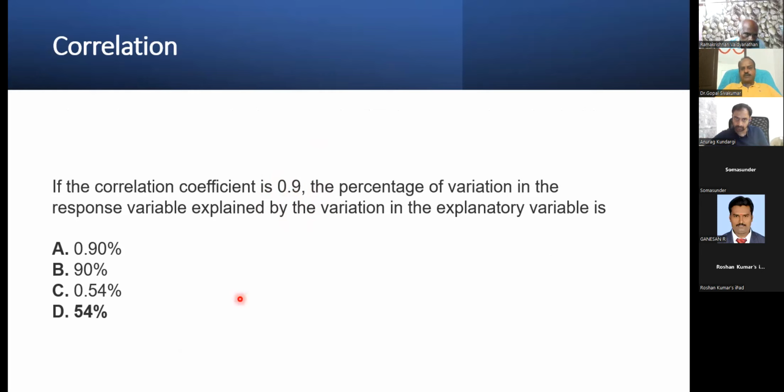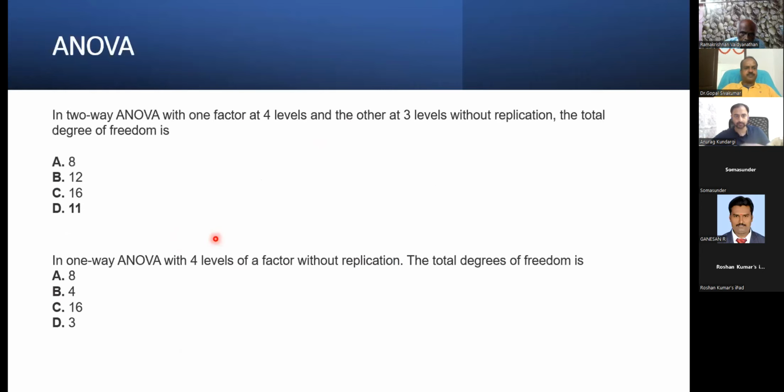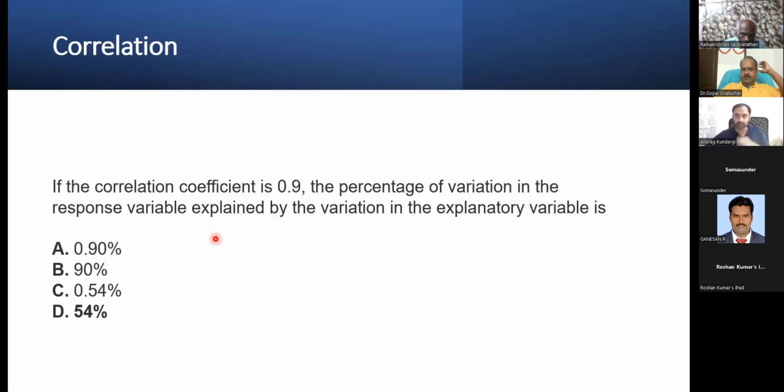All of you understand, because how do we find out the impact a factor is making? R square. R is available, 0.9. 0.9 into 0.9, 81%. 81 should appear here. It is not appearing. I think there is a typo here. So that is like the coefficient of determination. R square, that's called the coefficient of determination.